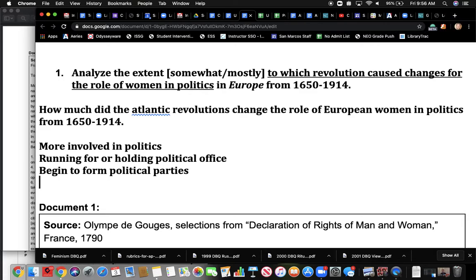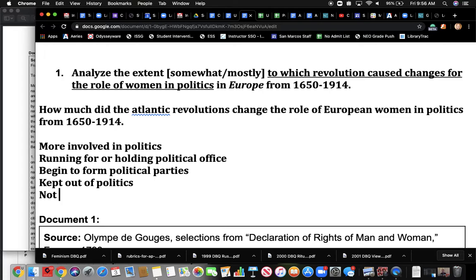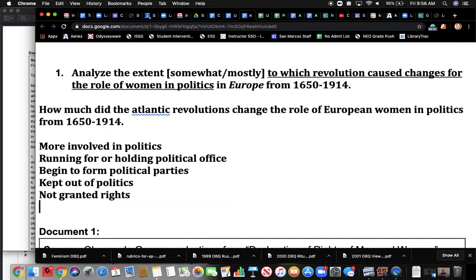Maybe women were going to continue to be kept out of politics. Maybe women were not going to be granted rights. Maybe women were going to be seen as legally inferior to men. I mean, again, these are all just possible answers to the question. You don't have to find the right answer, but it's going to get your brain thinking about how to answer the prompt so that as you're reading the documents, your brain is already primed and ready to go to try and find the answers to the prompt.